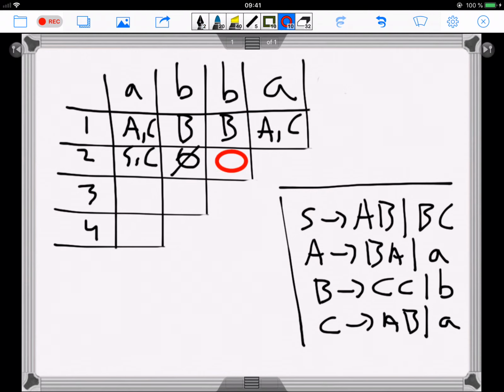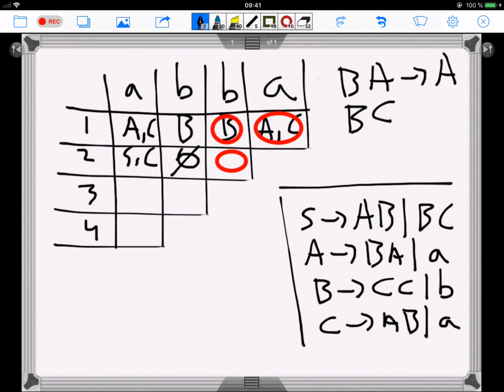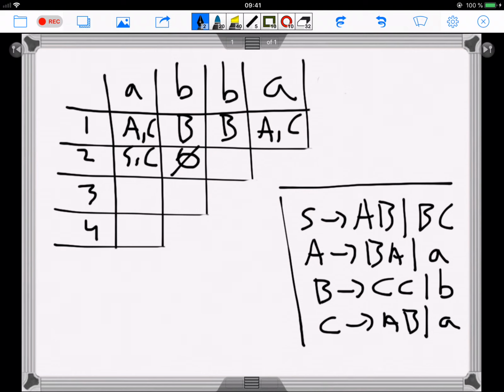Now for this cell here, we consider B and AC, these two cells. So the possibilities are BA and BC. BA is generated by A, while BC is not generated by any variable here. Oh yeah, by S. So we got A and S. That's what we need to write here, A and S.